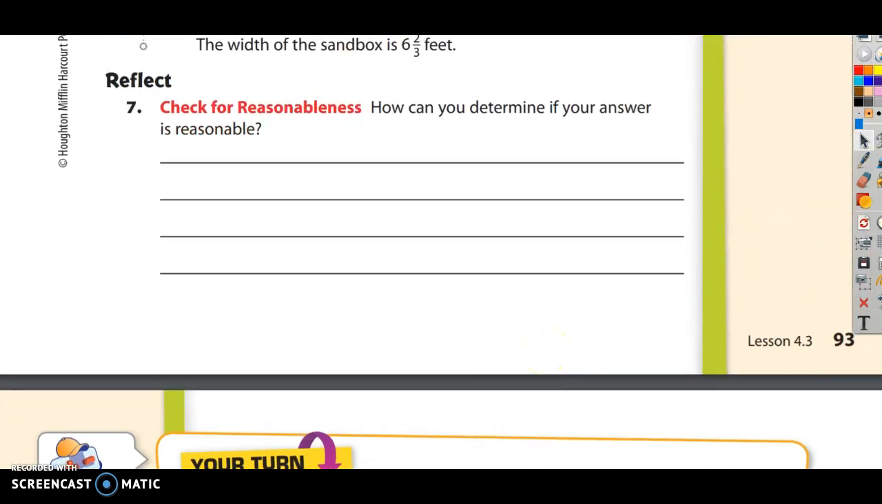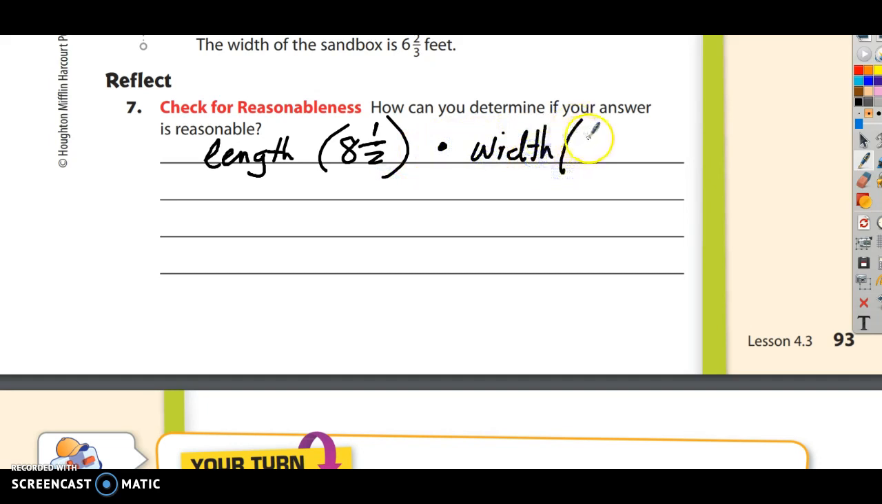How can you determine if your answer is reasonable? You're going to work backwards. You're going to do the length, which I think was 8.5, multiplied by the width. That's our answer. And we got 6 2/3. And that needs to equal about 56. I can't remember what it was, but 56.5 or something like that.